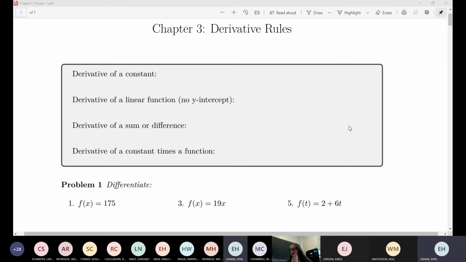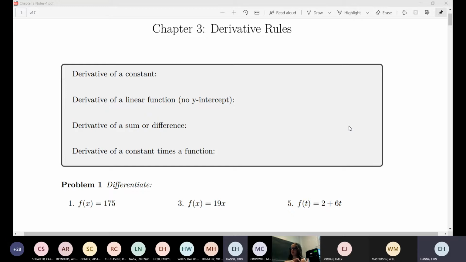So I'll be sending out an email about it later because I forgot to put one thing up originally. But chapter 3 is a tiny bit different. The notes will look a bit different. That's essentially because in chapter 3 we're going to find a bunch of these rules and processes for finding the actual derivative function.